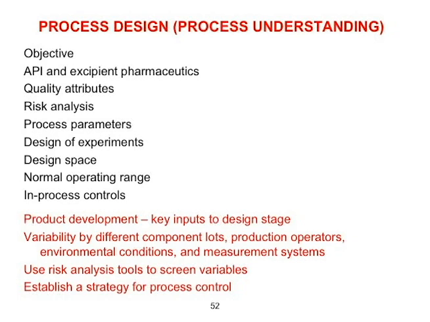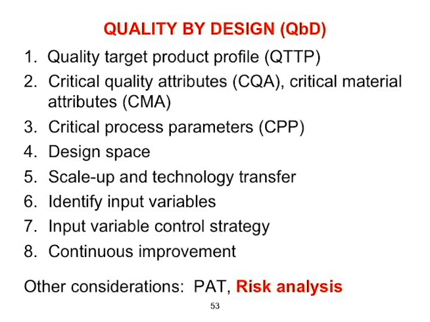Okay, a little bit more on stage one, and again, the key things are in red. So stage one is really ICH Q8, the revision, and QbD, quality by design. So here's the details of quality by design: CQA, CMA, CPPs, PAT, and risk. Identify variables, and then figure out a control strategy.